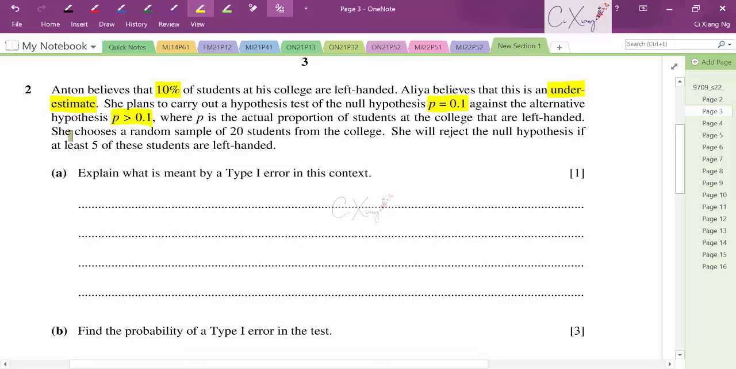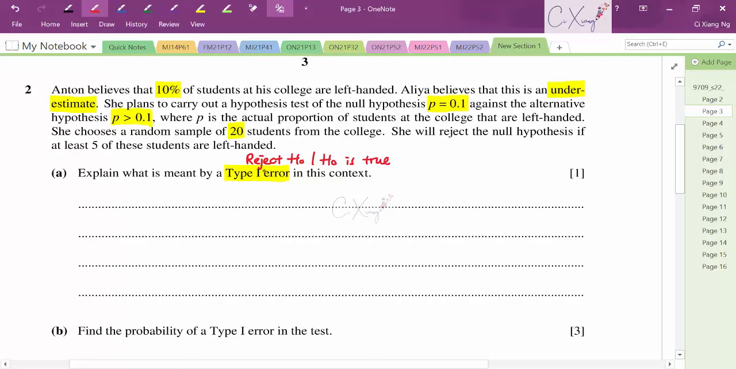Okay, and then she chose a random sample of 20 students from the college, and she will reject the null hypothesis if at least 5 of these students are left-handed. Okay, so first they want us to explain what is meant by a type 1 error in this context. So we should try to define type 1 error by using the context of this question. Okay, so type 1 error generally means that we reject the null hypothesis when the null hypothesis is true.